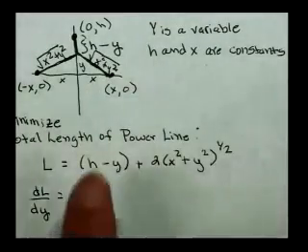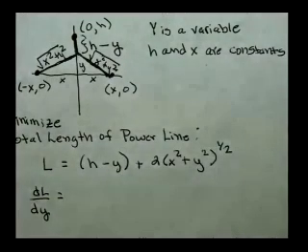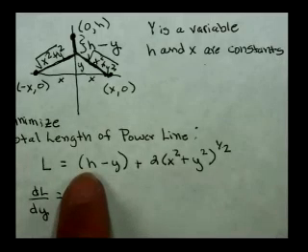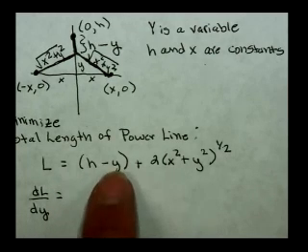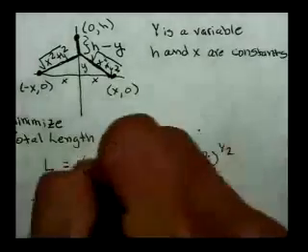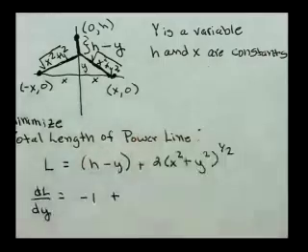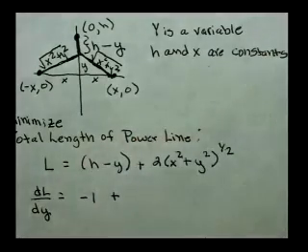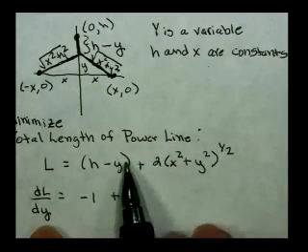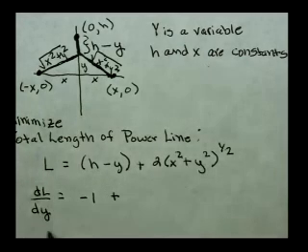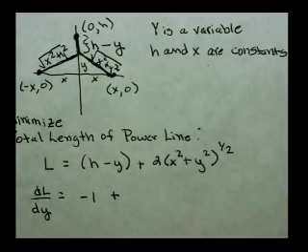So what is the derivative of H minus Y? H is a constant, so the derivative of a constant is 0. The derivative of negative Y with respect to Y is just -1. I don't have to have a Y prime because I'm differentiating Y with respect to Y. Okay, gotcha. It's just like differentiating X with respect to X. It's just 1.